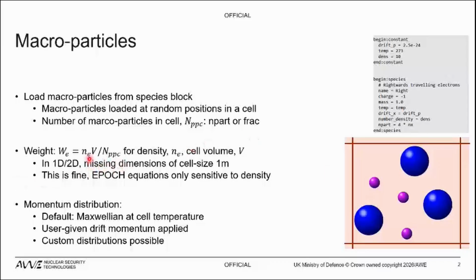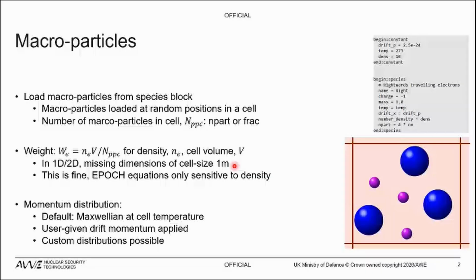Basically, this equation here: number density of the electrons times cell volume divided by the number of macro particles we put in the cell is the weight of each of these particles. And the weight represents the number of real particles. That's all very well and good in a 3D cell. How do you get the volume from a 1D or a 2D cell? Well, EPOCH takes a very lazy approach and it decides it's unity. So we will assume 1 meter in every missing direction.